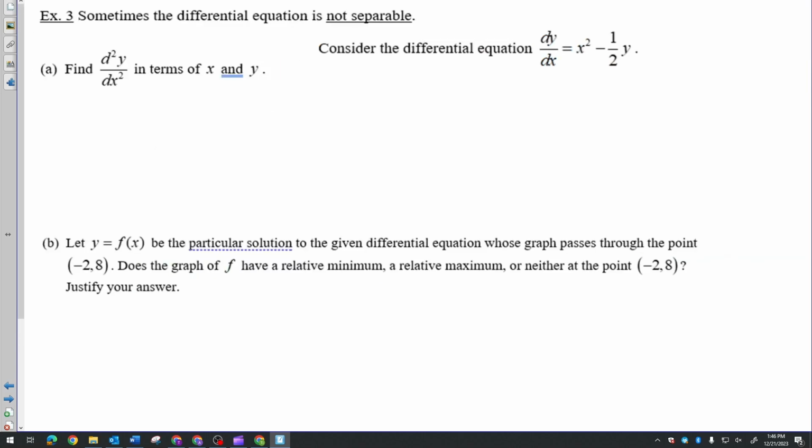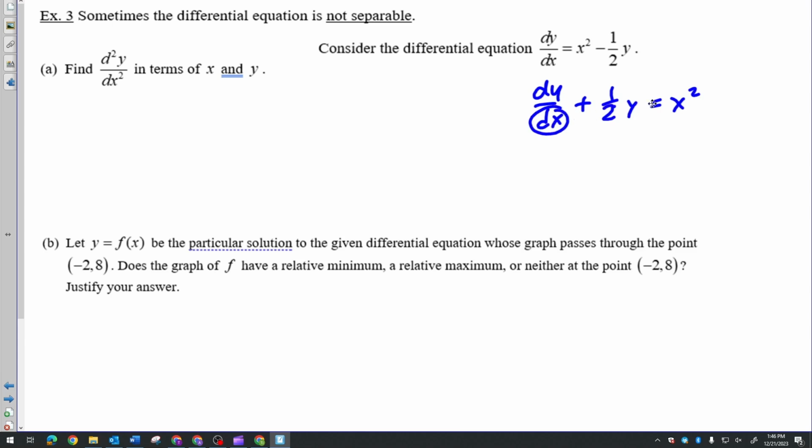All right, let's look at example 3. Sometimes the differential equation is not separable. So if I give you a problem that's not separable, like if you look at this, you can try as you might to move the y's to one side and the x's to the other, but there's no way, because if I try to move this y over using real algebra, the dx is still stuck here.